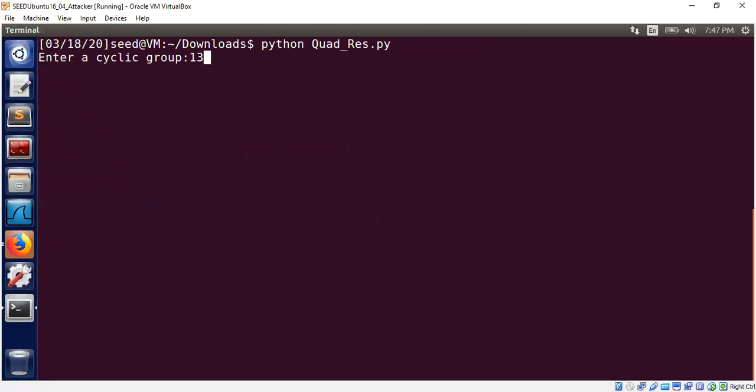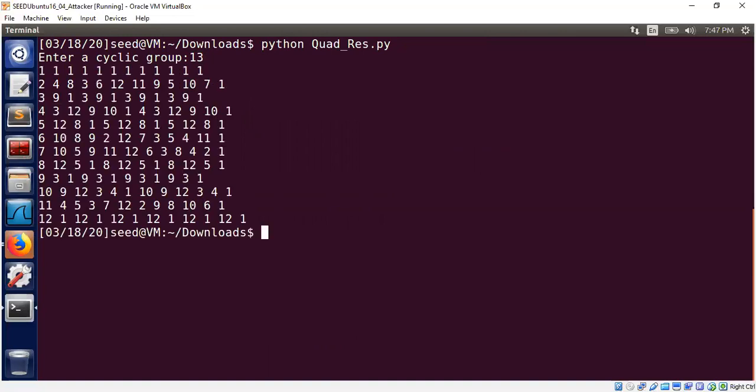So let me work with the group Z13, right? Okay. What you're seeing is a table of numbers, right? Each row is basically, the first row is generated by g equal to 1, g equal to 2, g equal to 3, all the way up to g equal to 12, because these are the possible generators for the group, right?